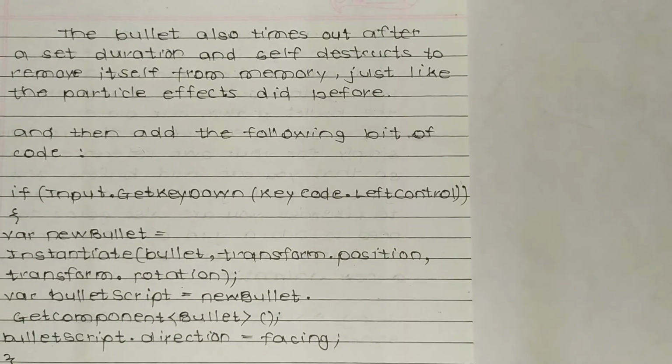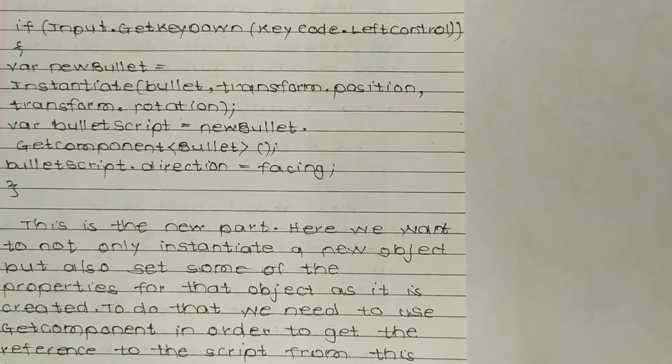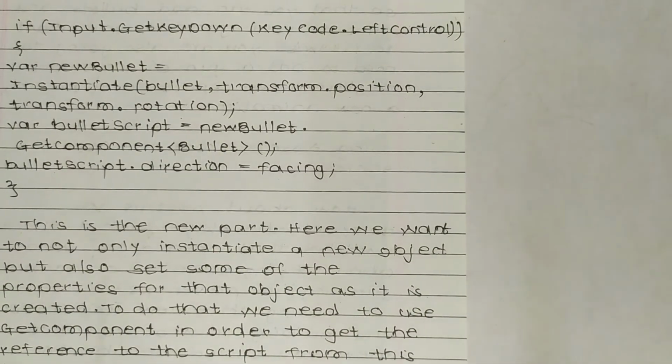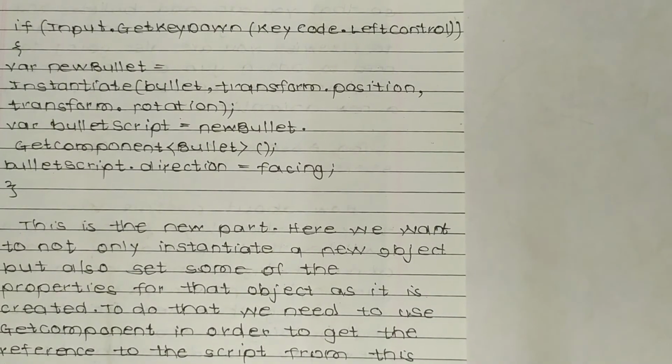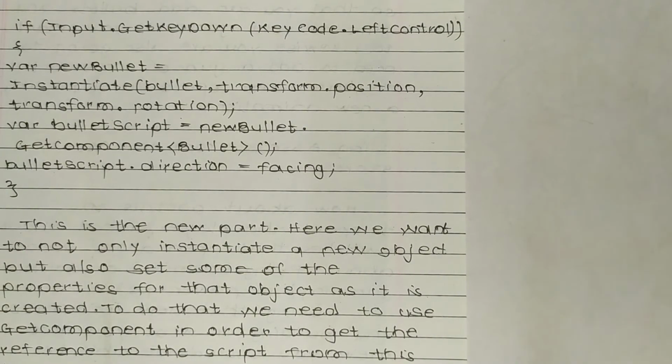The bullet also times out after a set duration and self-destructs to remove itself from memory, just like the particle effects did before. Then add the following bit of code: if Input.GetKeyDown(KeyCode.LeftControl), GameObject newBullet = Instantiate(bullet, transform.position, transform.rotation), Bullet bulletScript = newBullet.GetComponent<Bullet>(), bulletScript.direction = facing.